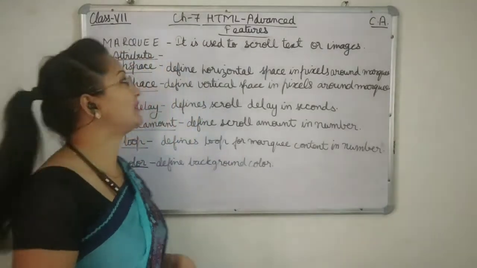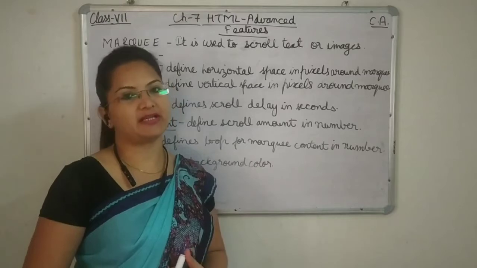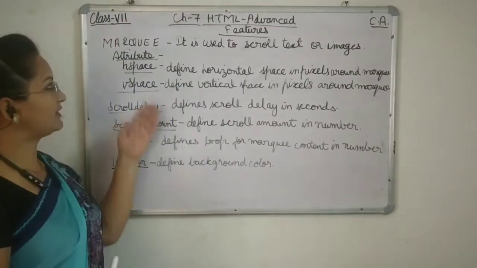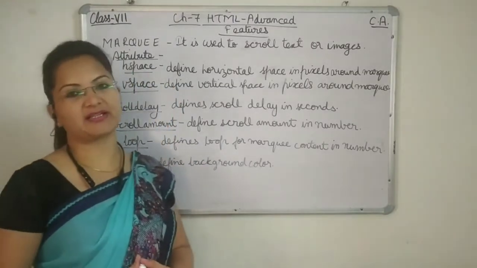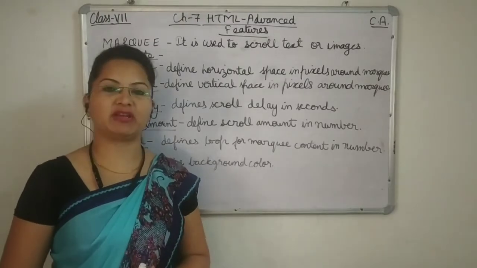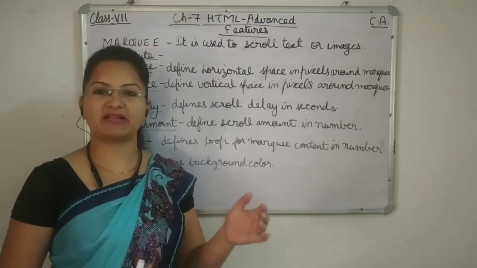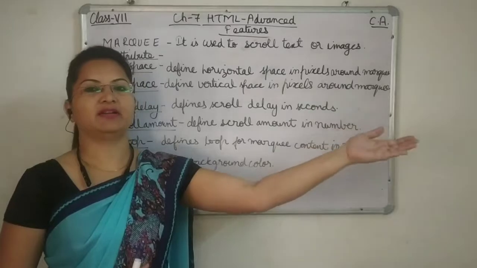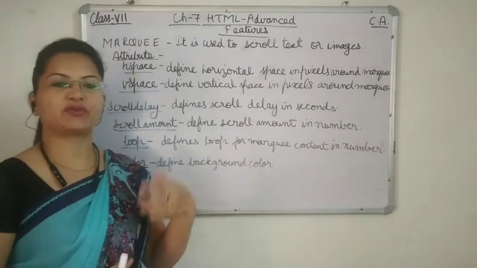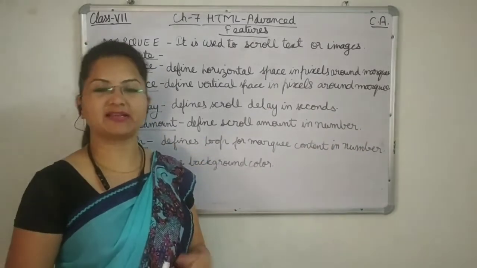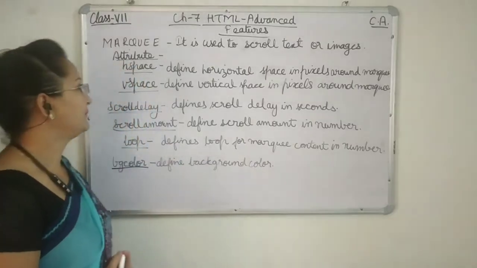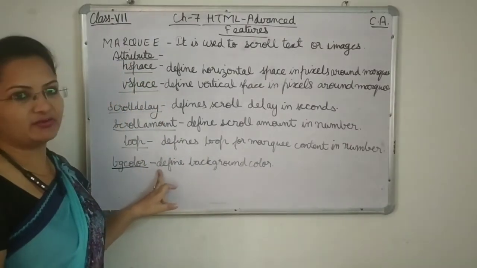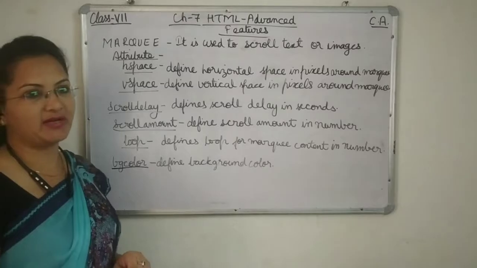Students, today we will continue the same chapter, HTML advanced features. Students, we were discussing the marquee tag. The marquee tag is used to scroll text and images over the web page. By default, it scrolls text from right to left. We can change the properties of the marquee tag that we studied in the previous session. A few more attributes we will study today, which are used to change the properties of the marquee tag.